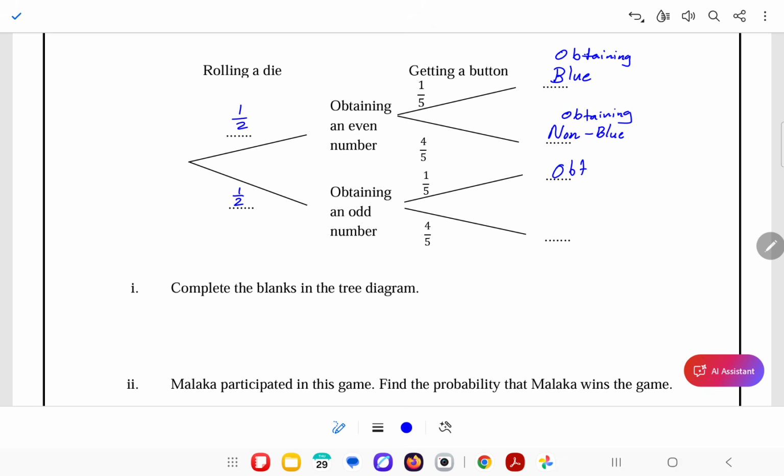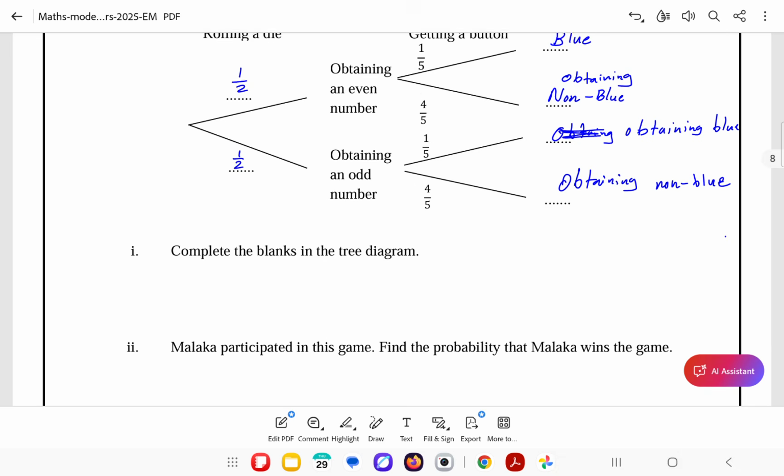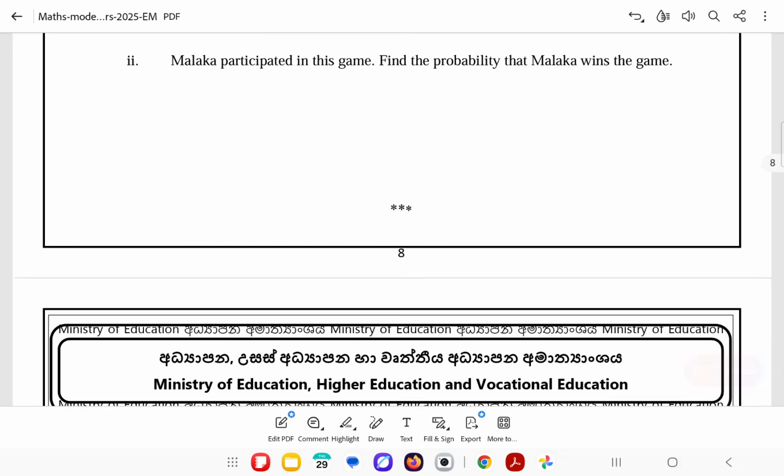You get obtaining blue, obtaining non-blue, that means red or yellow. You can write it as that also, obtaining red or yellow. You can write obtaining non-blue as obtaining a red or yellow also. Complete the blanks in the tree diagram. Done.